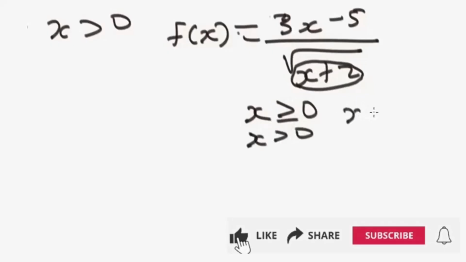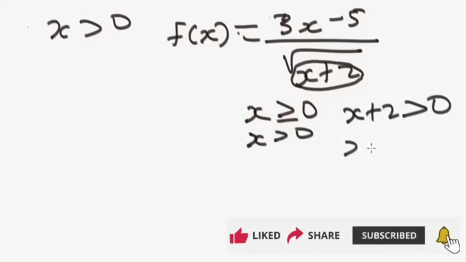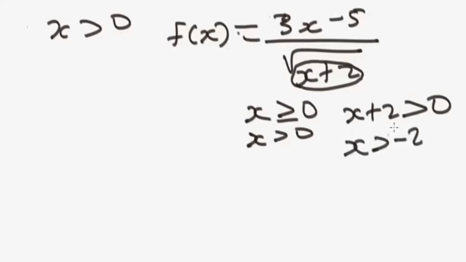So it will be x plus 2 greater than 0. Okay, so you make x the subject of the formula. If you make it the subject, I'm going to give you x is greater than negative 2. So the domain of this function will be all real numbers x greater than negative 2. To represent this in interval notation, it will be all real numbers from negative 2 to positive infinity, but not including negative 2. Okay, so that will be the domain of this function.